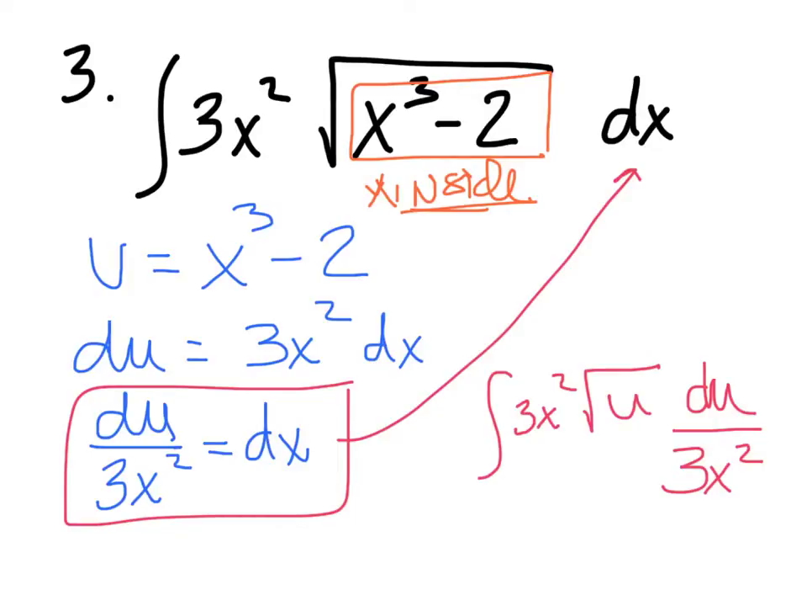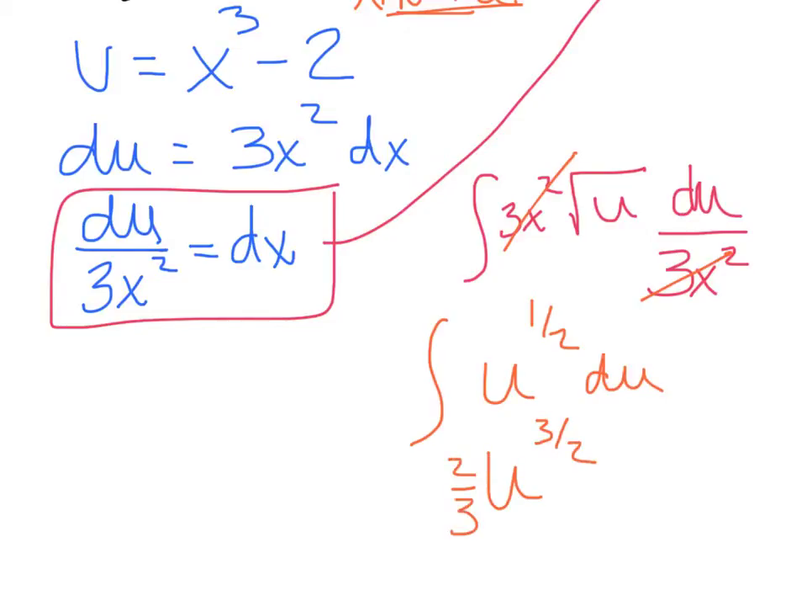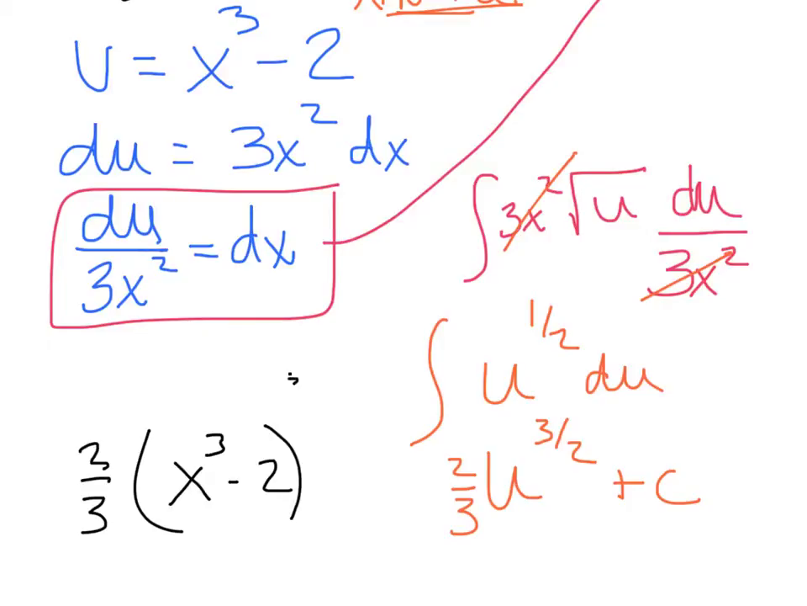Now again, if you did it right, things should cancel. Those will cancel. So I'm really just integrating the square root of u, or u to the 1/2 du. So I get u to the 3/2 times 2/3 plus c. And lastly, substitute that original in. So 2/3 times x cubed minus 2 to the 3/2 plus c.